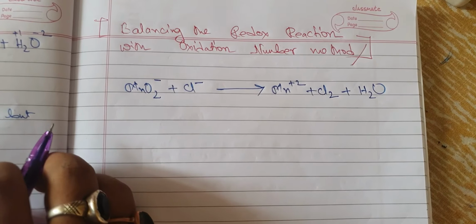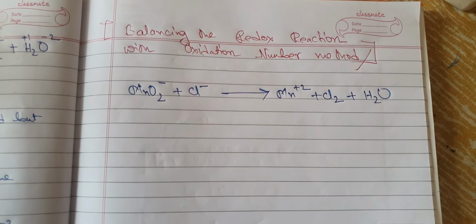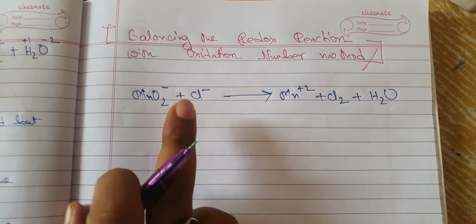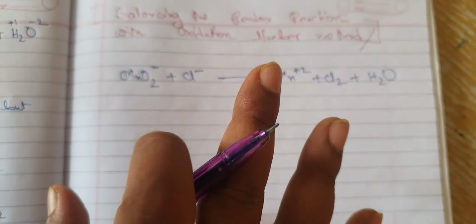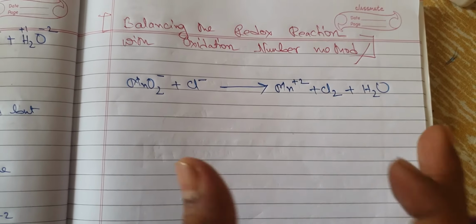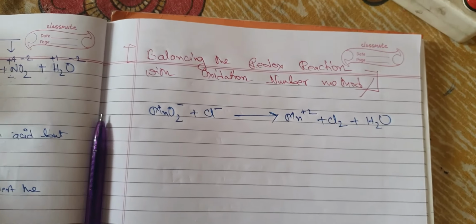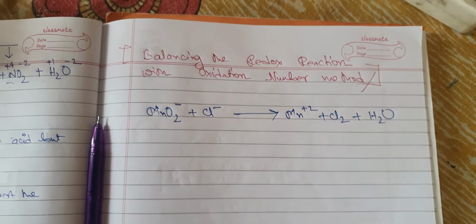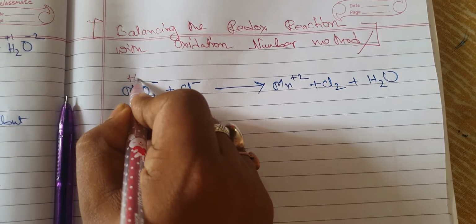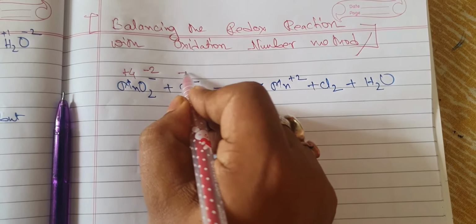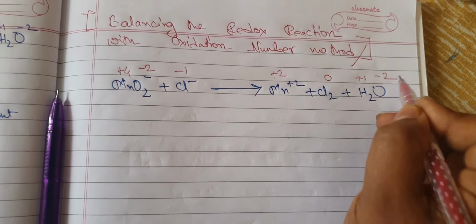When they have given you this reaction, if I say balance it with the ion electron method, you can do it. If you remember, this reaction was done by the ion electron method. I gave you a task also, and I did it in the previous video also. But now I will do it in the oxidation number method. So what you need to do? First you have to mention the oxidation numbers on top: plus 4, minus 2, minus 1, plus 2, 0, plus 1, minus 2.